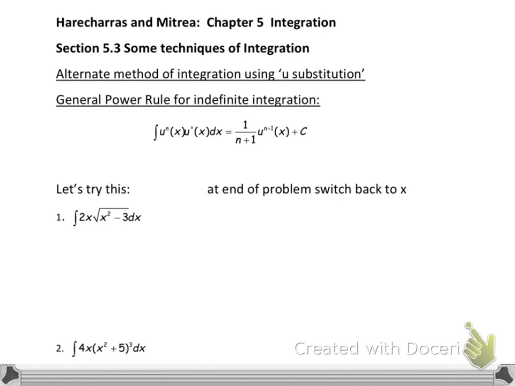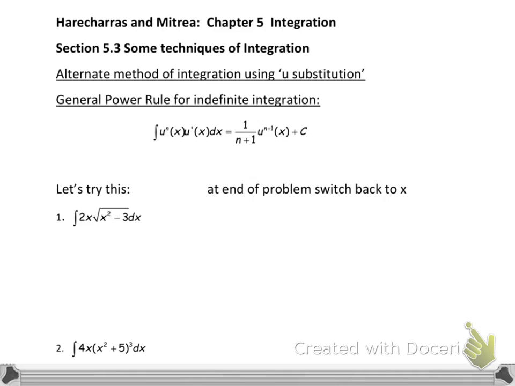Okay, in this video we're going to do section 5.3, and they're going to go through some new techniques for integration. So it's really for the more difficult problems. So the first thing we're going to do is talk about the general power rule for indefinite integration, and the alternative method we're going to use is called the U method, or U substitution.